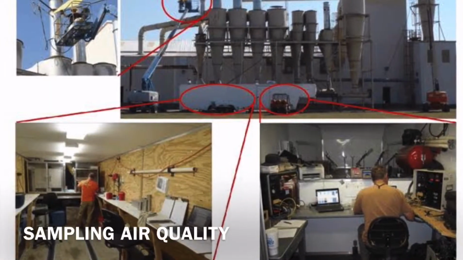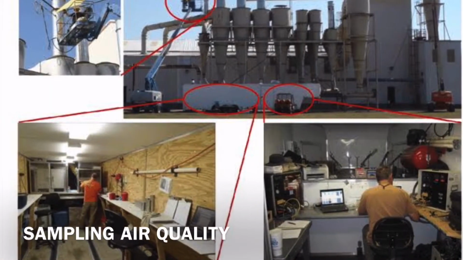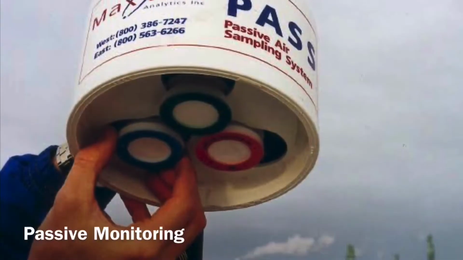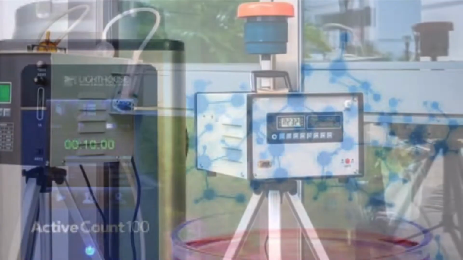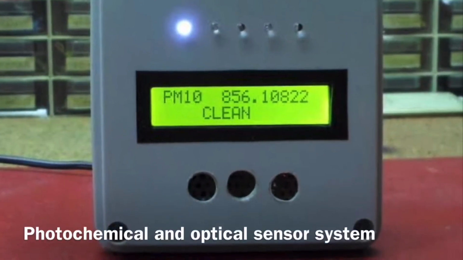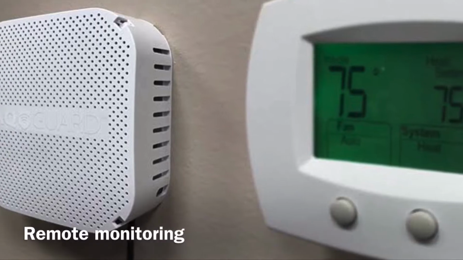Sampling air quality can be differentiated into 5 main types, mainly passive monitoring, active sampling, automatic point monitoring, photochemical and optical sensor system, as well as remote monitoring.